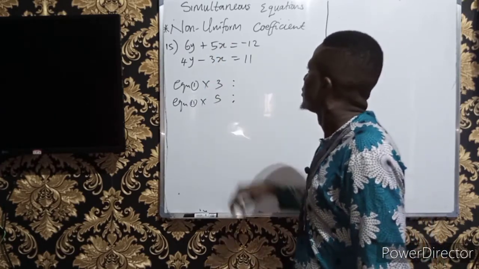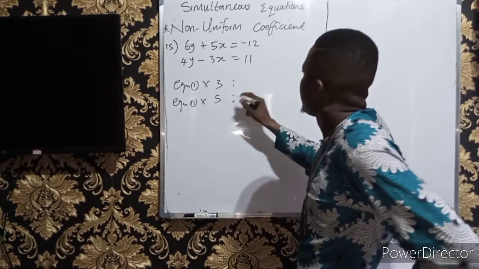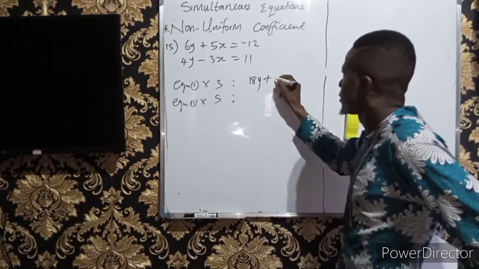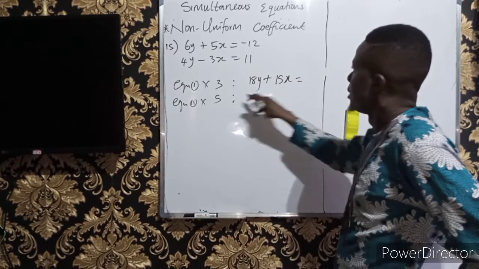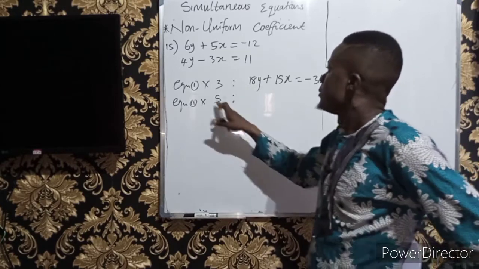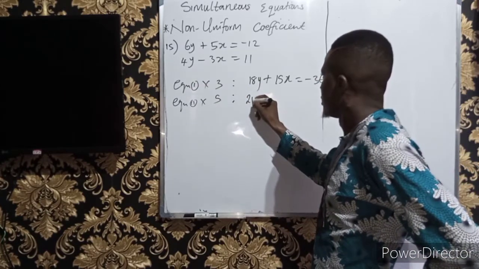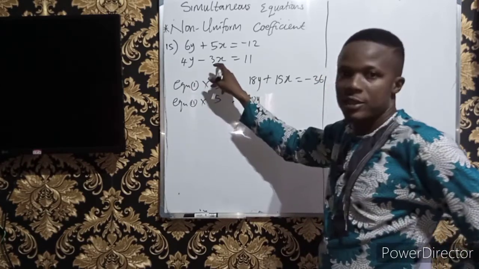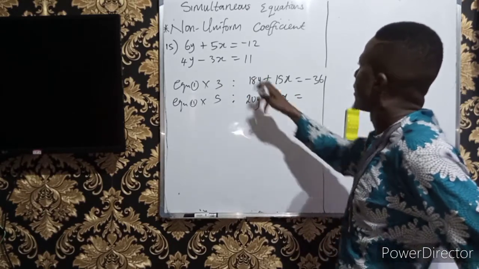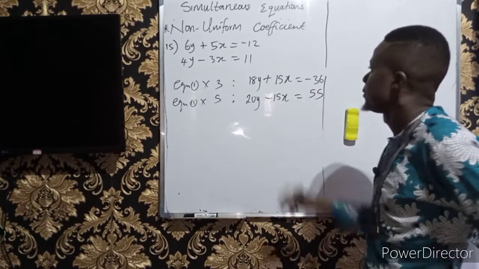So now 3 times 6y will give us 18y. 3 times 5x will give us 15x. And 3 times minus 12 is minus 36. 5 times 4y is 20y. 5 times minus 3x is minus 15x. And 5 times 11 is 55.